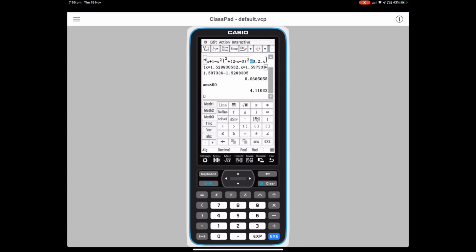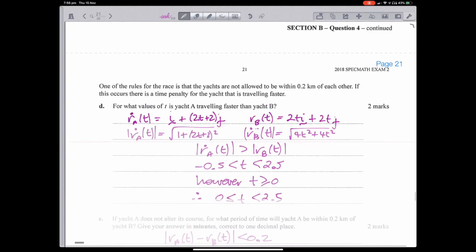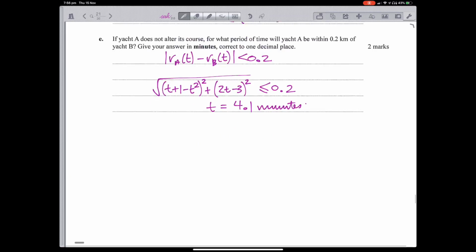So if I said less than, it might make more sense. Yeah, so between those 2 points, if you do one, take away the other, you get the time in hours, but it wants you to give it in terms of minutes. So then we times it by 60, so 4.11. So 4.11 minutes. Where are we up to? T equals 4.1 minutes. Give your answer in minutes. Yep.